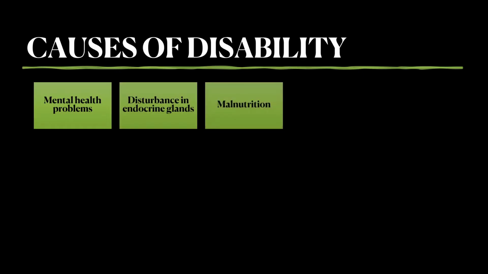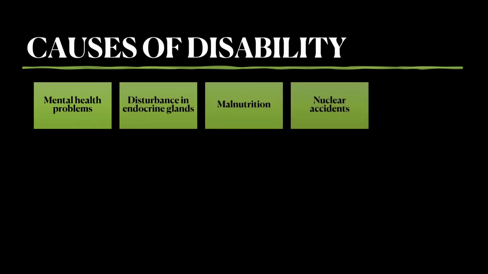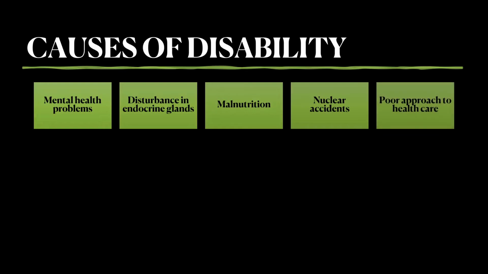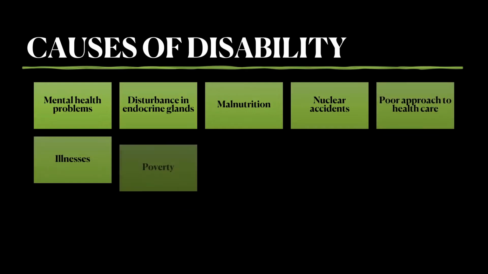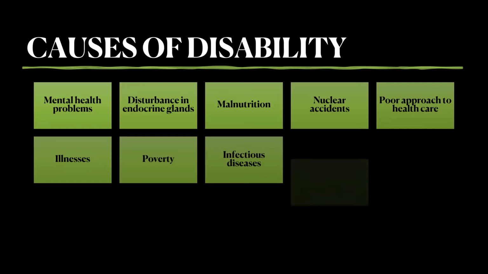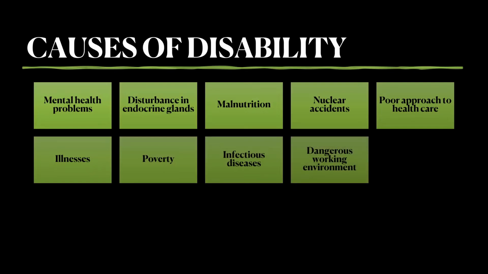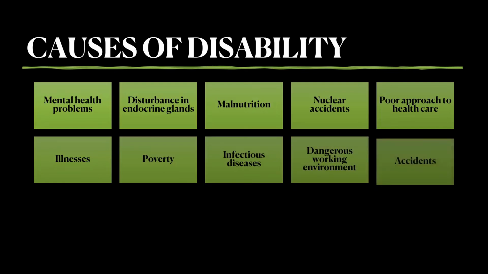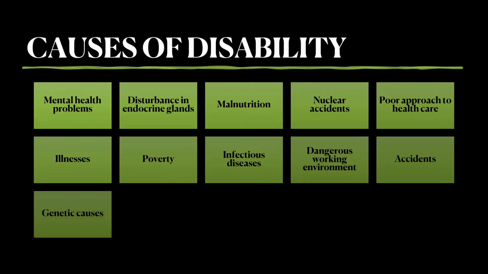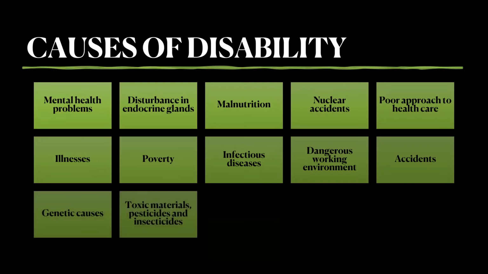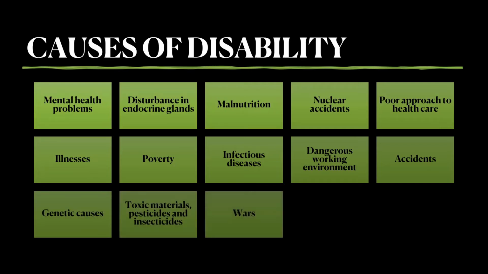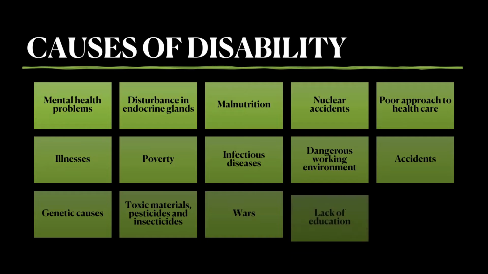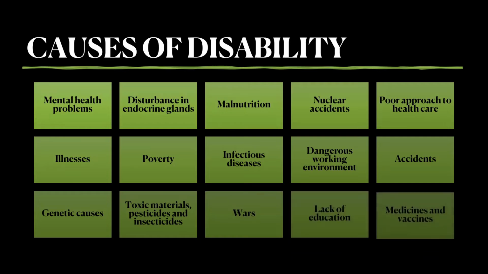Causes of disability. Mental health problems. Disturbance in endocrine glands. Malnutrition. Nuclear accidents. Poor approach to health care. Illnesses. Poverty. Infectious diseases. Dangerous working environment. Accidents. Genetic causes. Toxic materials, pesticides, and insecticides. Wars. Lack of education. Medicines and vaccines.